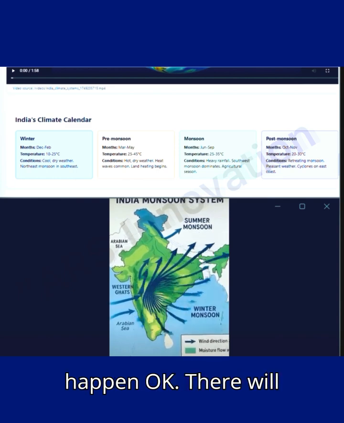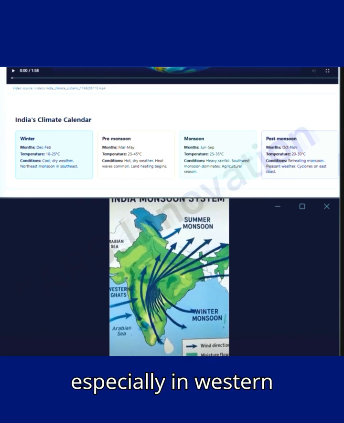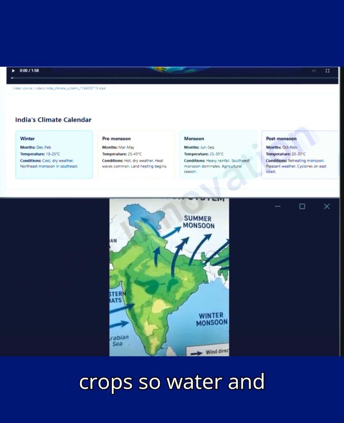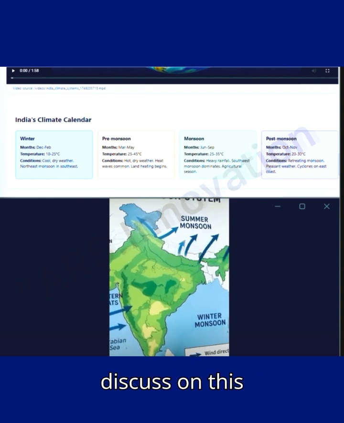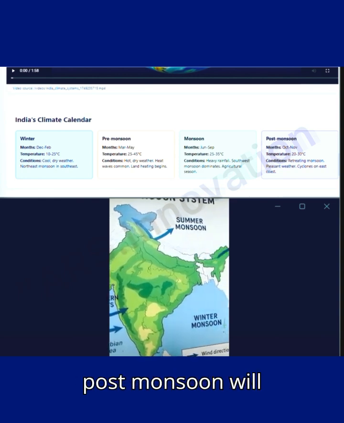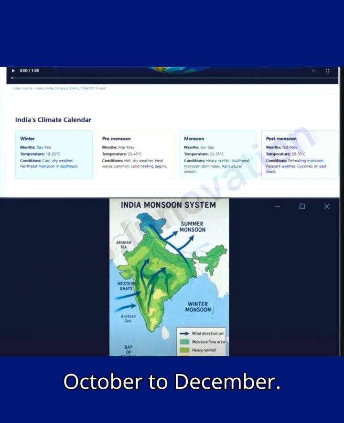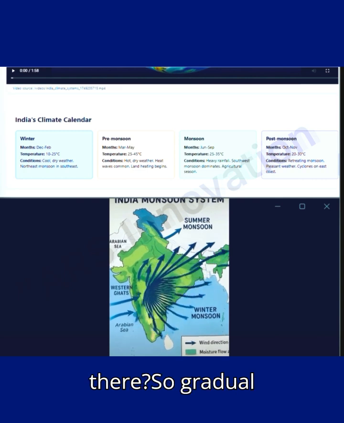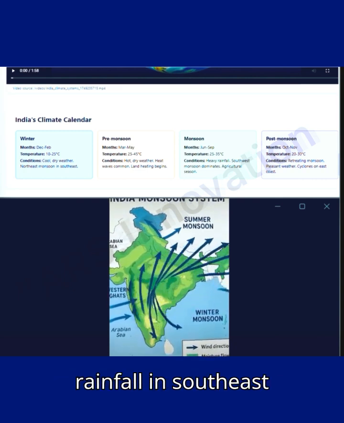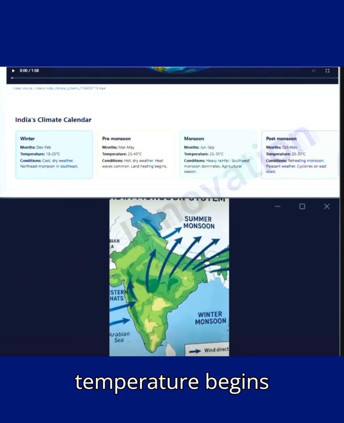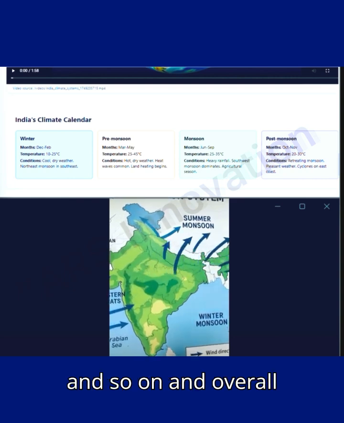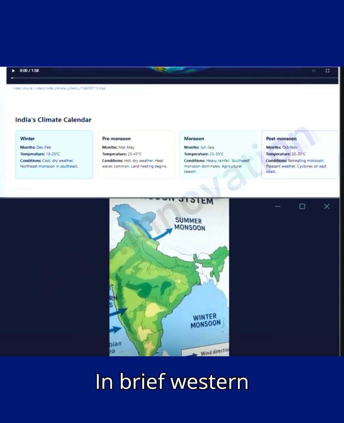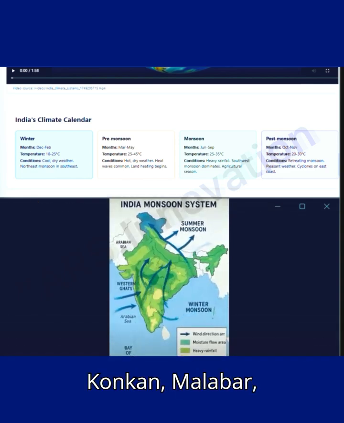What is the southwest monsoon? It runs from June to September. There will be heavy rainfall across the country, especially in the western and northeastern parts. It is the key season for agriculture, with kharif crops. We will discuss the curriculum in another session. Post-monsoon occurs between October and December: gradual withdrawal of the monsoon, rainfall on the southeast coast due to the northeast monsoon, and cooler temperatures begin. Now we will discuss regional climate variation in India in brief.